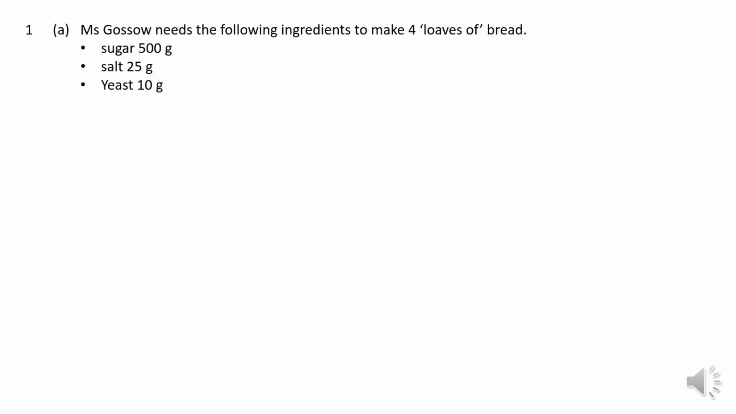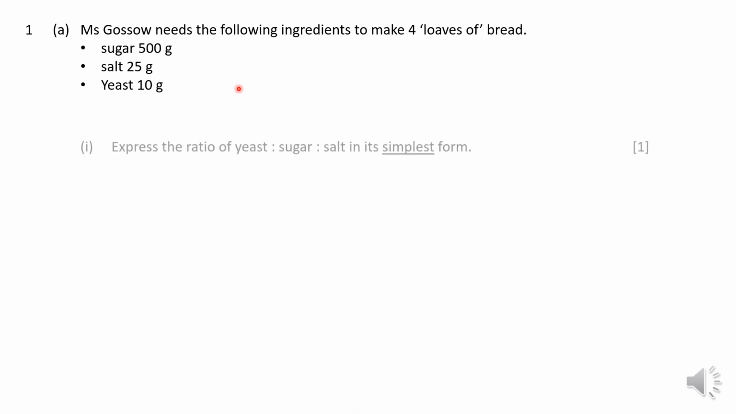Okay, so I'm going to start off with question 1 if you have a copy of the question paper. Question 1 is about ratios. It says that Miss Gusau needs the following ingredients to make 4 loaves of bread. I put these loaves of bread in inverted commas because they wrote breads and I didn't like that grammar.